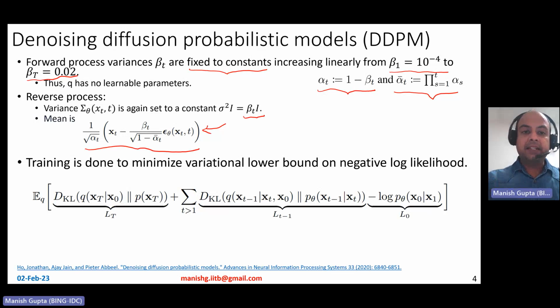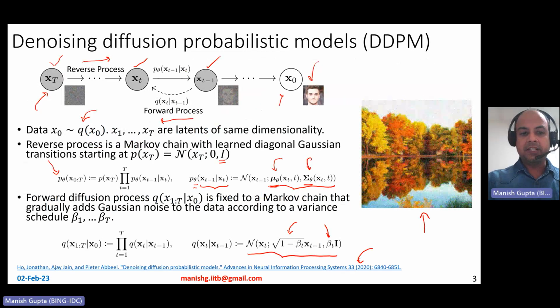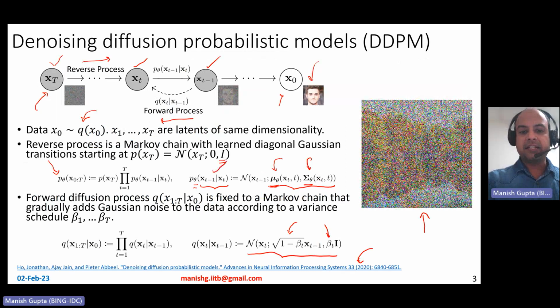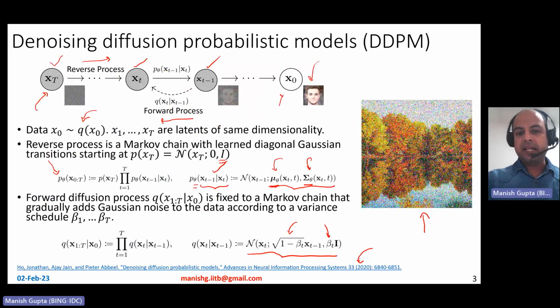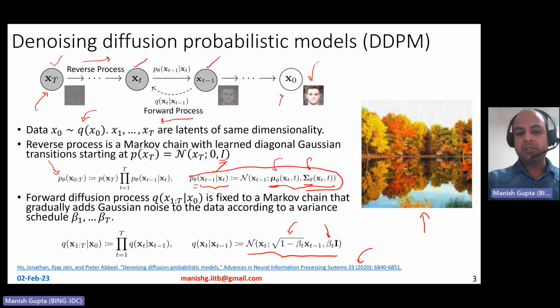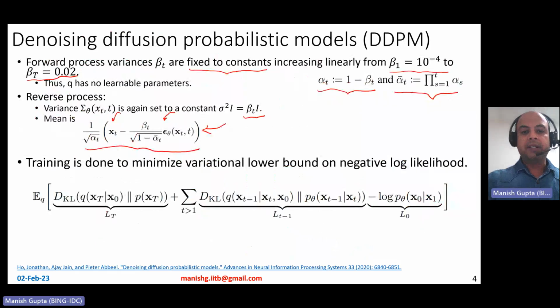It is estimated using a model called epsilon theta, which is parameterized by theta. So 1 over square root of alpha t times xt. So xt is the actual image, or rather, xt is the image at time point t. And what you want to do is to basically use the process to generate xt minus 1. The way you would do that is by using this diagonal transition. But the mean that is used is actually calculated by using this formula.